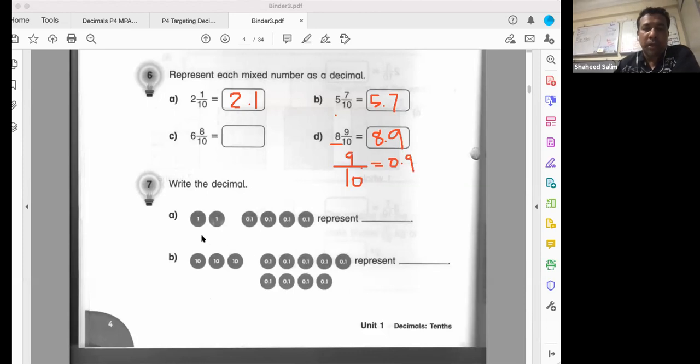Okay, so we're going to go through the last one. Last one, Amara, is 1 here, 2 here. So this is 2 holes. 0.1, you count on from 0.2, 0.3, 0.4. So 2.4. This one, 10, 20, 30. 30.1. Let's count together and see. 30.1, 30.2, 30.3, 30.4, 30.5, 30.6, 30.7, 30.8, 30.9. Okay, let's move on to the next one.